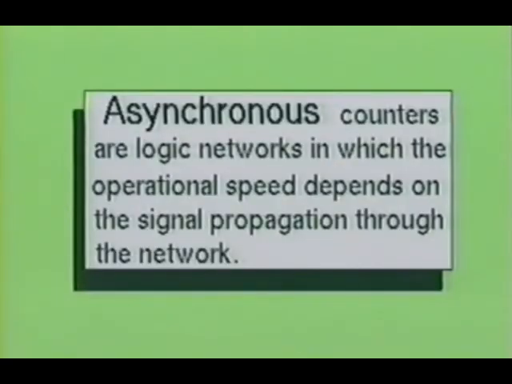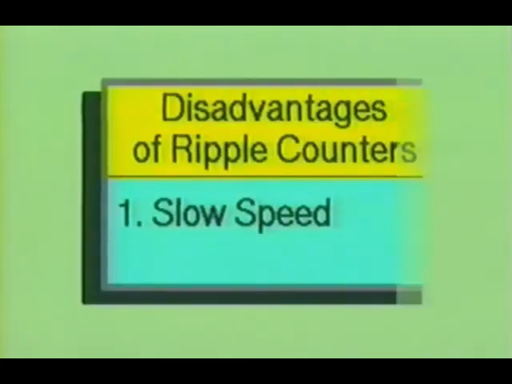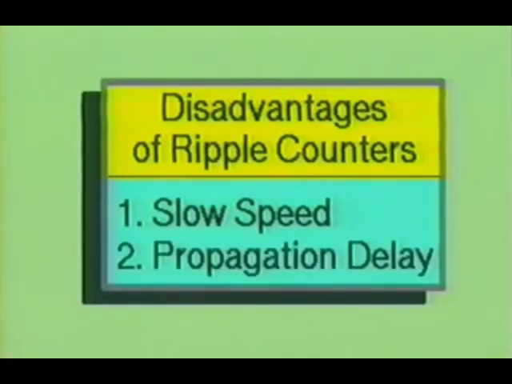The simple ripple counter just described is called an asynchronous counter because one stage triggers the next. There are, however, disadvantages to this type of counter. One, the ripple counter has a much slower operation than do individual flip-flops. And two, the inability of the outputs to switch at precisely the same instant due to the propagation delay of each flip-flop stage.